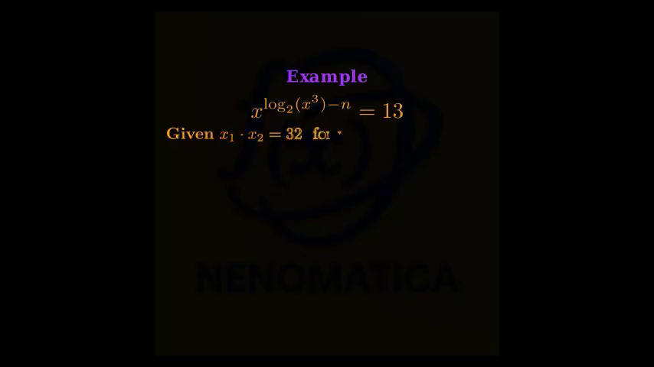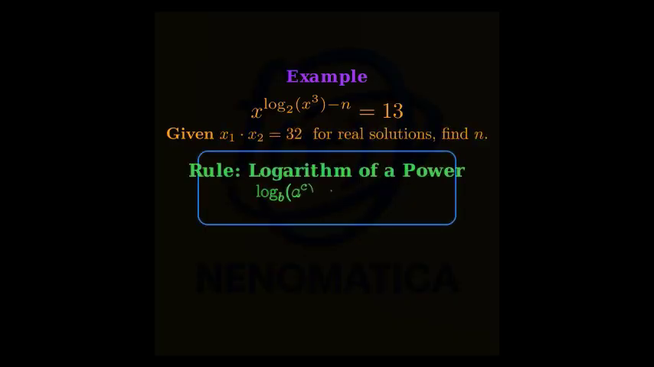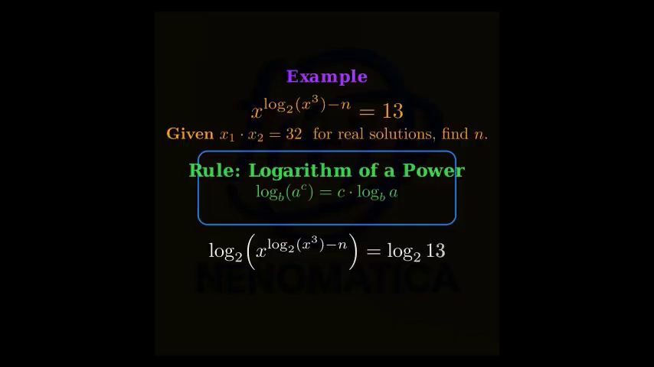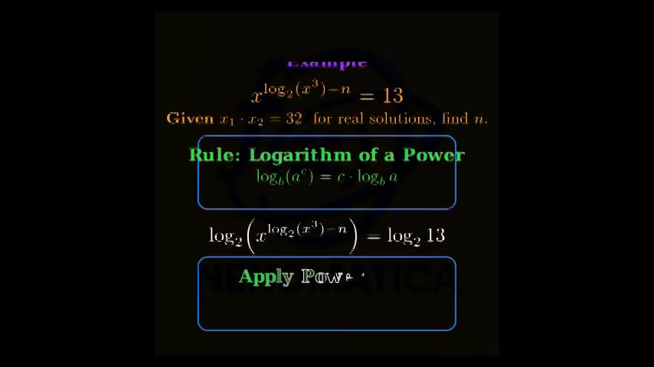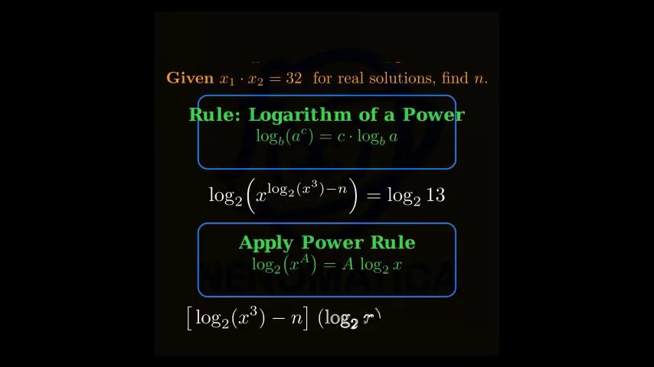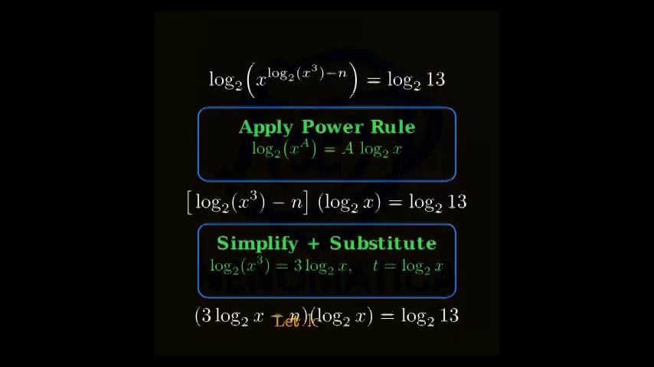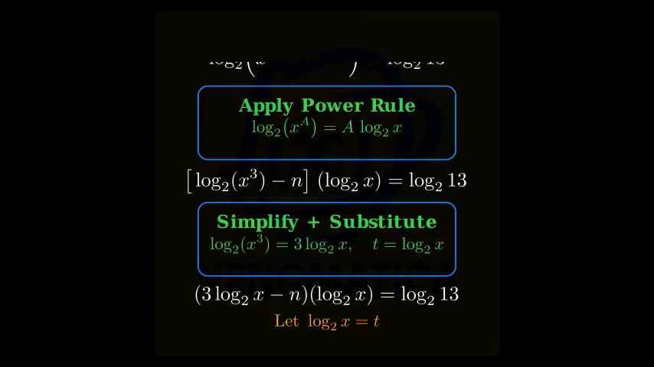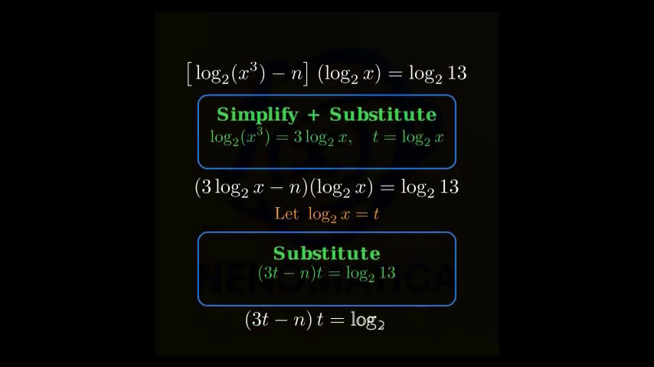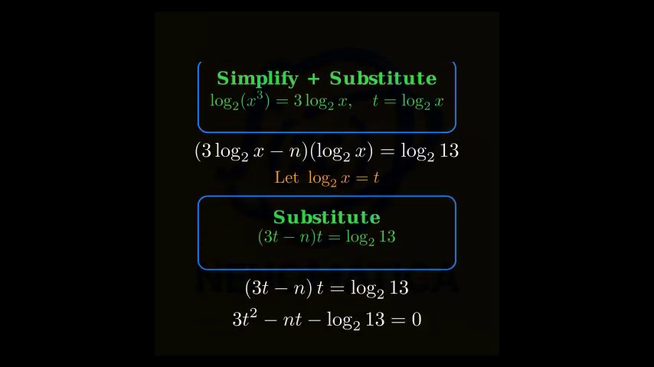In this example, we will follow a precise, step-by-step algebraic pathway to find the parameter n. First, the problem statement. Step 1. Take the logarithm base 2 of both sides. Using the log of a power rule, the exponent will come down as a factor. Step 2. Apply the power rule explicitly. Step 3. Simplify log base 2 of x cubed to 3 times log base 2 of x, and then substitute t equals log base 2 of x. Step 4. Replace log base 2 of x by t. Then expand to obtain a quadratic in t.